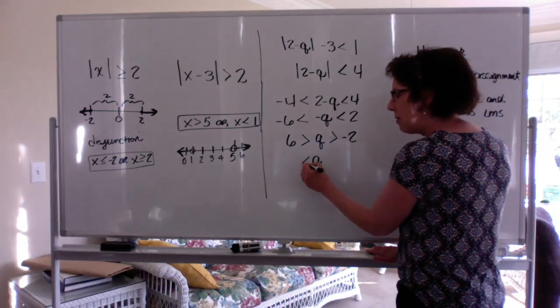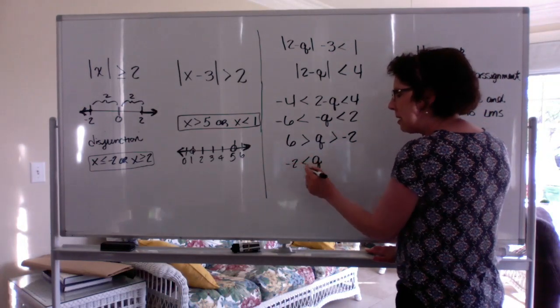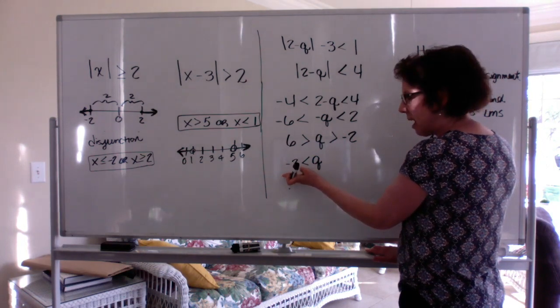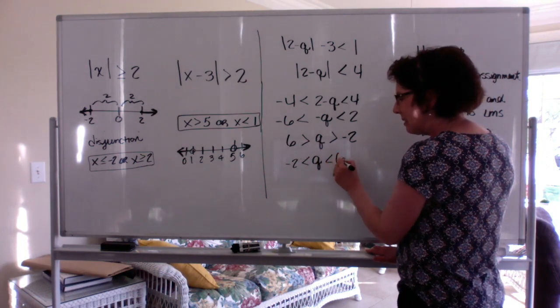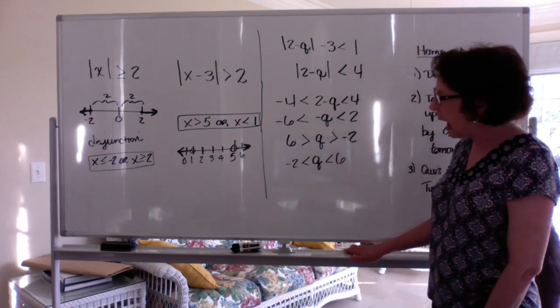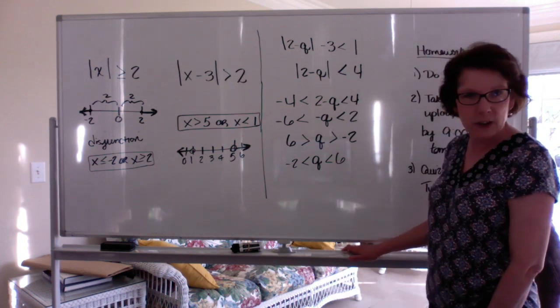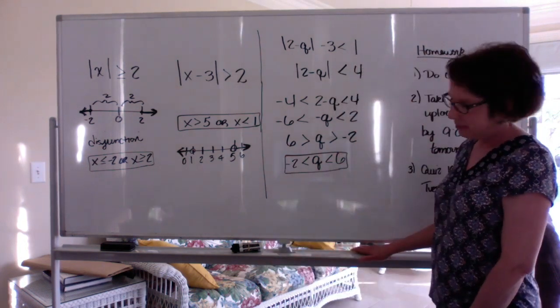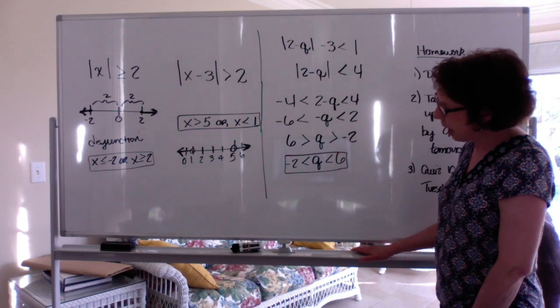So I'm going to rewrite that as q is greater than negative 2, but I'm going to go ahead and have my smaller value on the left side, and it's less than 6. And now I have my final answer, okay? And that looks like that. Now, what am I going to do? I'm going to graph it.